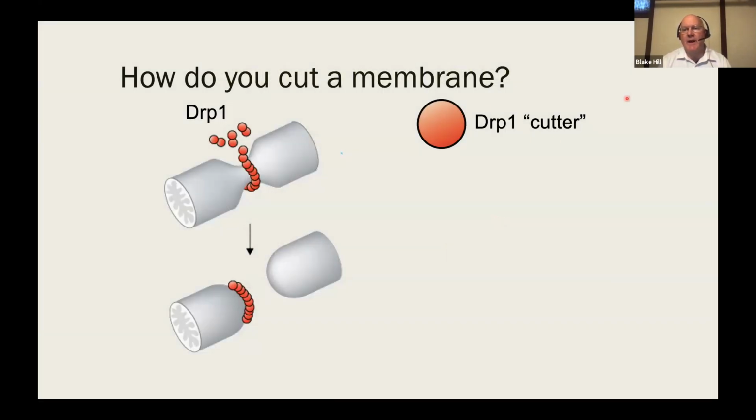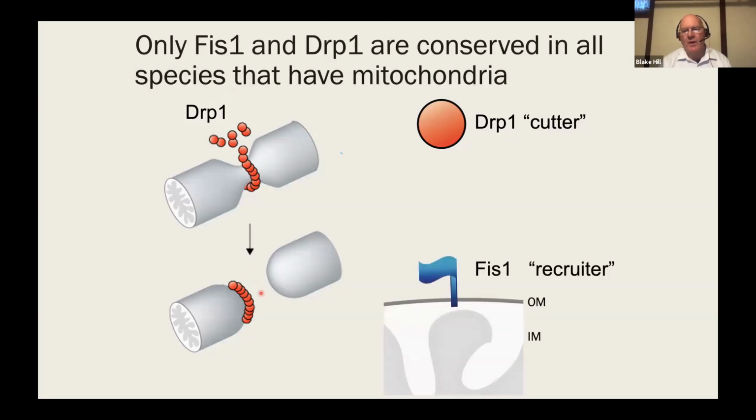So fundamentally, how do you go about cutting a membrane? Well, very simply, maybe you just need a cutter recruited to a site of scission. In this case, it's a dynamin-related protein, as I mentioned, and it's recruited to a site of scission in lower eukaryotes by a recruiter called FIS1, mitochondrial fission protein 1, which is a resident mitochondrial protein anchored to the outer membrane by a C-terminal transmembrane domain.